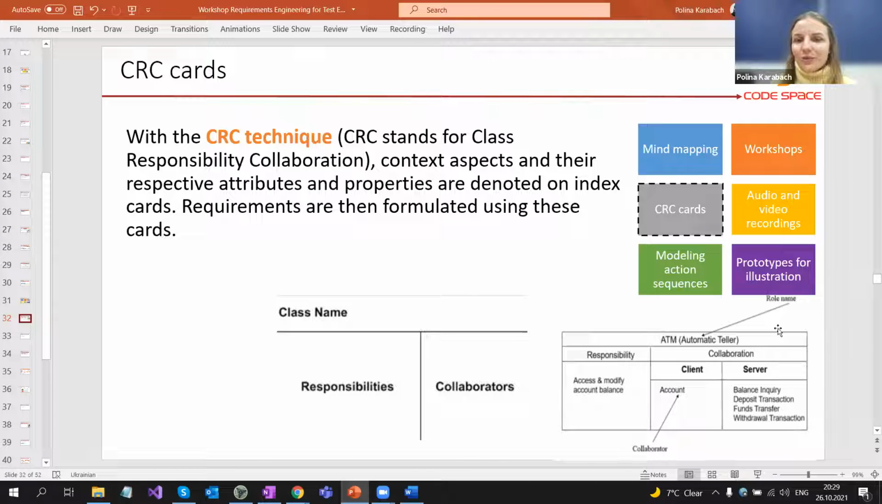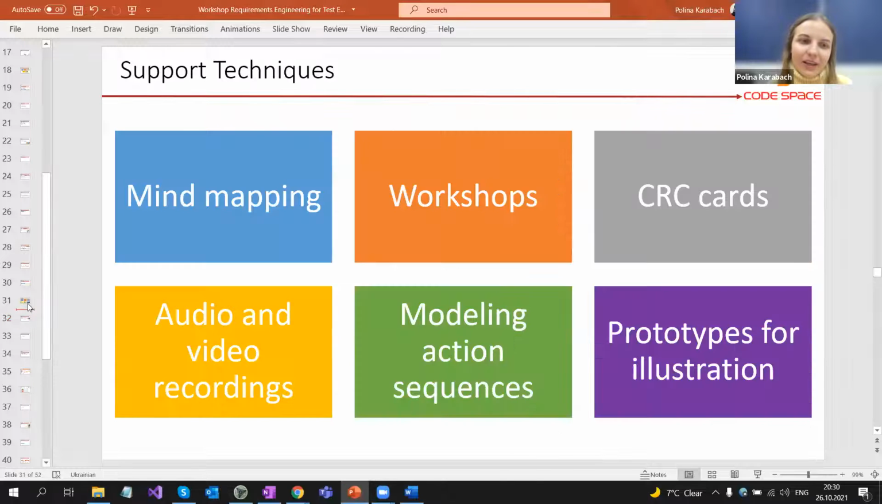There is some example that helps us to visualize the different classes of information that come to us, and then we can formulate the requirements using these cards.